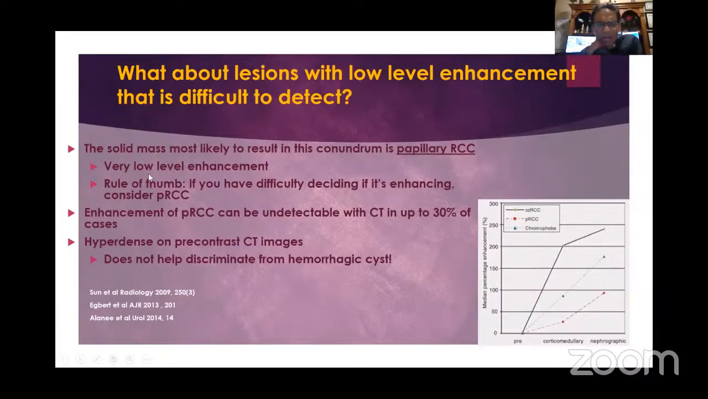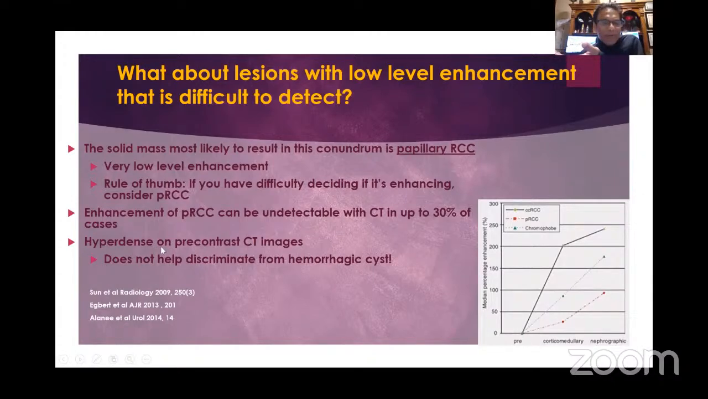And the papillary type shows very low enhancement with IV contrast compared with the other two tumors. So if you have difficulty deciding whether it is enhancing or not, the rule of thumb is to consider it a papillary renal cell carcinoma, because in up to 30% of patients with CT, this enhancement is undetectable.